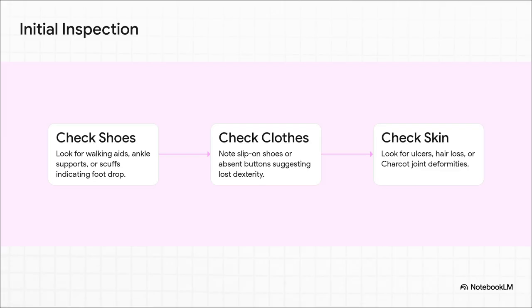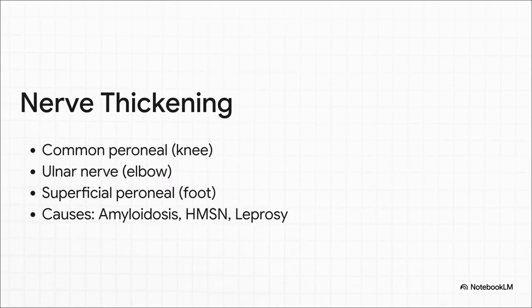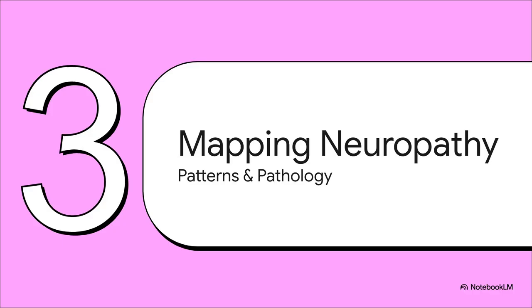And don't forget to quickly scan the skin and joints. Dryness, ulcers, or Charcot deformities are huge red flags, warning you about severe pain and proprioception loss. Now, before you even reach for your tendon hammer, you've got to palpate the peripheral nerves. Honestly, checking the common peroneal at the knee, the ulnar at the elbow, and the superficial peroneal nerve in the foot is a massive shortcut. If they feel thickened, your differential diagnosis immediately narrows down to 4 high-yield suspects: amyloidosis, hereditary motor and sensory neuropathies, leprosy, or acromegaly.